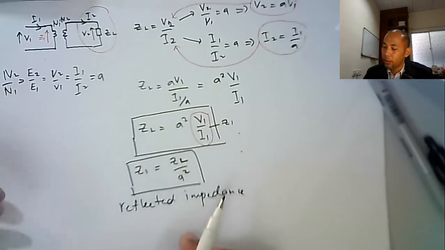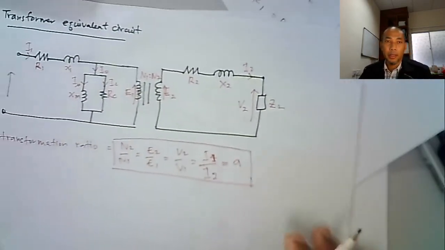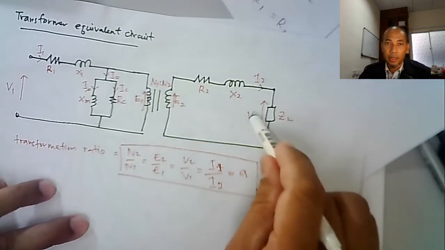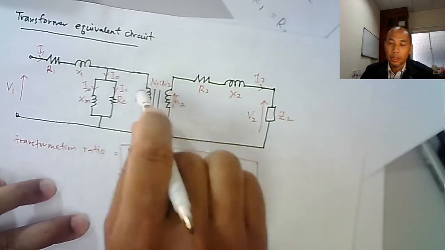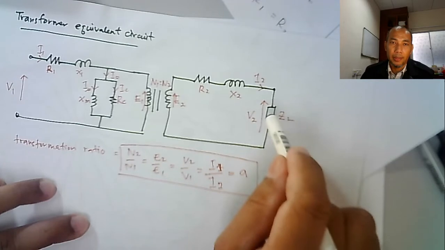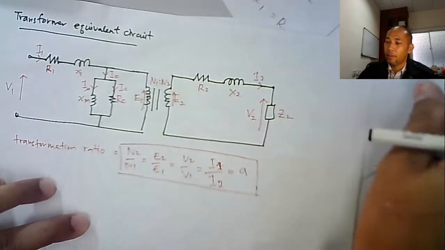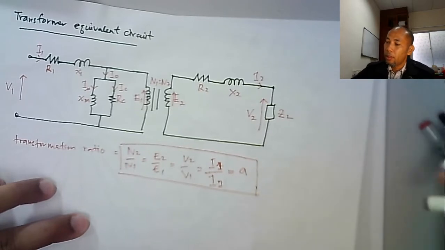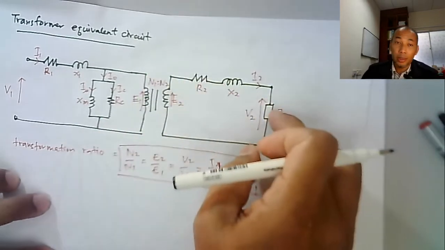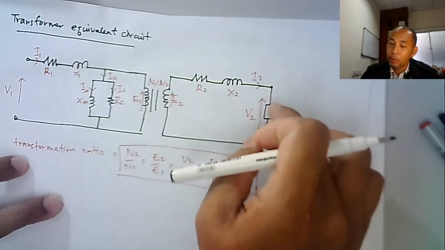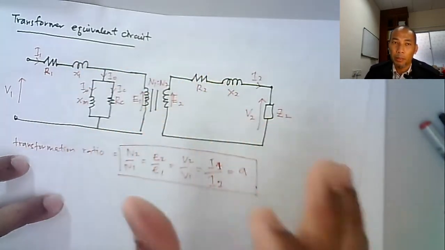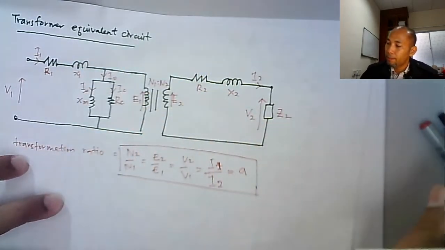Next, we can transfer this to the primary. When we transfer to the primary, we just divide by A square. When we transfer, we cannot straight away take this value, because it belongs to the secondary parameters. If we want to bring a secondary parameter to the primary, we have to multiply or divide by a certain value.